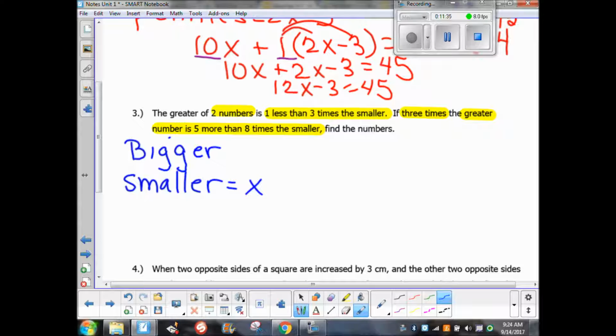So the greater, or I should say, I wrote the bigger. 1 less than 3 times the smaller. That less than, we talked about it the other day, that took the order. Who can translate that? 1 less, 3 times the smaller. Awesome. 3x minus 1.